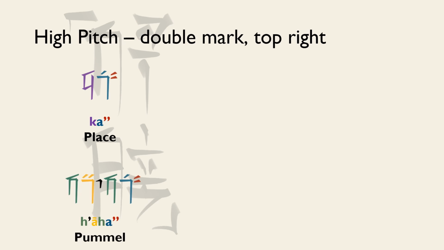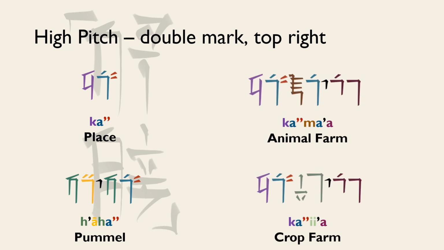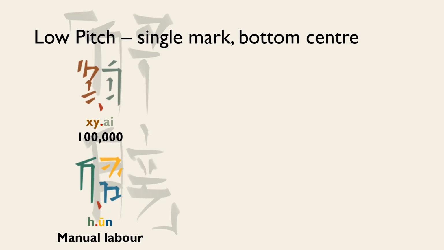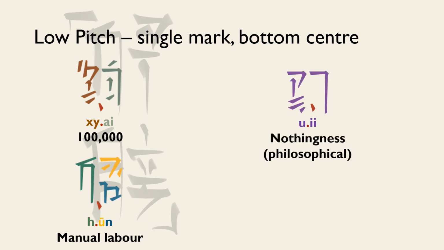There's a few examples of it appearing inside a word, and most of them start with ka, like kama and ka'ia, meaning animal and crop farm respectively. Low pitch is expressed by a mark in the bottom centre of a character and by a period in the SRX. For syllables beginning with a consonant, the period comes between the initial consonants and the vowel. For syllables that begin with a basic vowel, the dot comes before the syllable, and for syllables that begin with any other kind of vowel like u or y vowels, the dot comes after the first letter of the SRX, like in the word we.